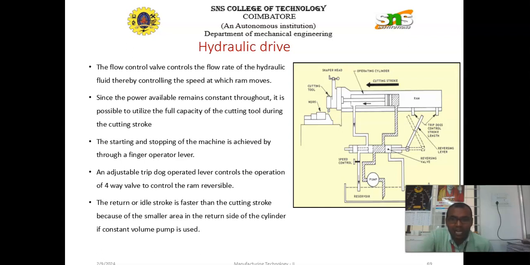The starting and stopping of the machine is achieved through a finger operated lever, as shown in the figure. An adjustable trip dog operated lever controls the operation of the four-way valve to control the ram through its reversible motion. Looking at the image, we can clearly see that the return or idle stroke is faster than the cutting stroke because of the smaller area on the return side of the cylinder, if a constant volume pump is used.